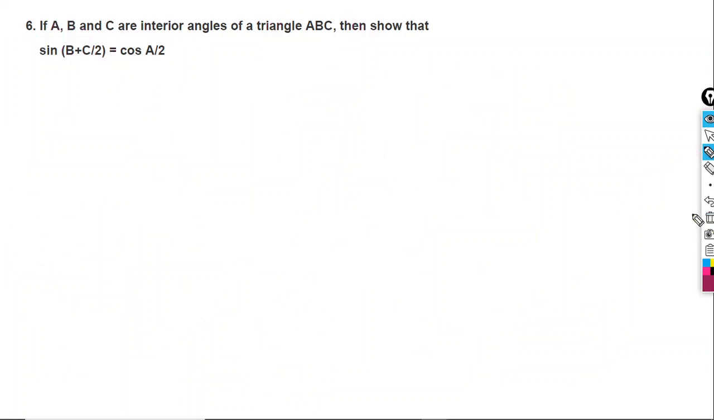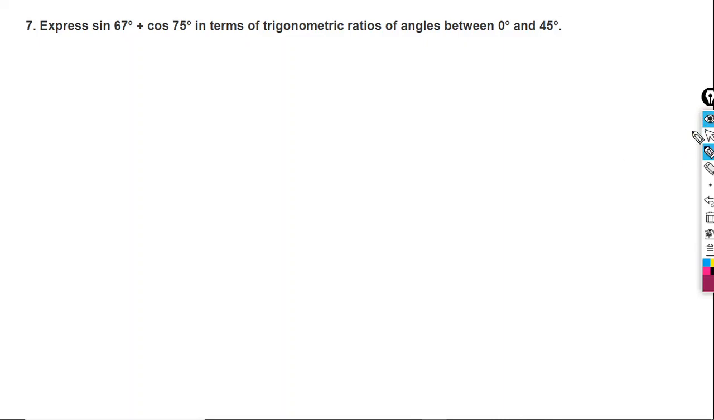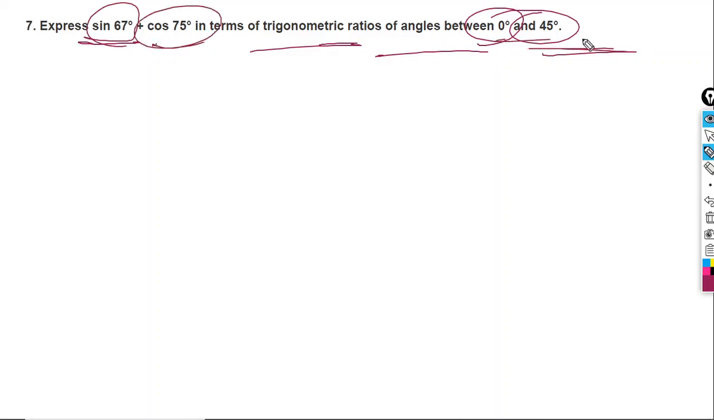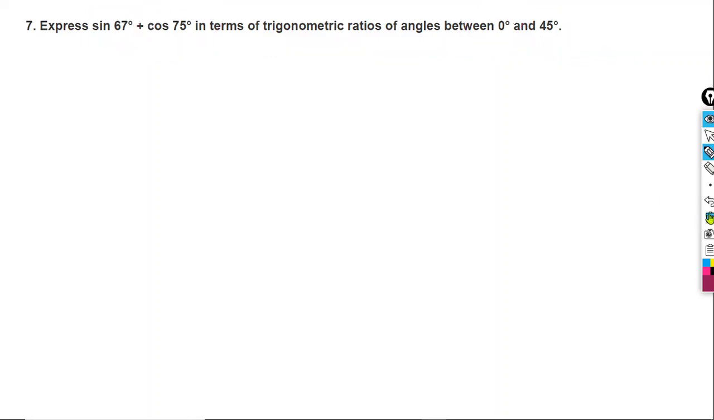Okay, now we'll move to question number 7. 7 is the last question, yes. Express sin 67 degree plus cos 75 degree in terms of trigonometric ratios of angles between 0 degree and 45 degree. Okay, so you can say 67 degree is more than 45 and 75 is also more than 45 degree. So let's start. What we have to do, we have to express these ratios in terms of trigonometric ratios of angles between 0 degree and 45 degree.